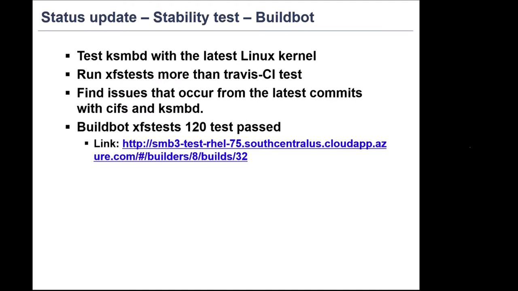Testing through Travis CI cannot be done using the latest kernel. Only fixed kernel versions provided by Travis CI are available. We can test the buildable test managed by stable branching with the latest kernel, and then we can show public test results through the buildbot website.